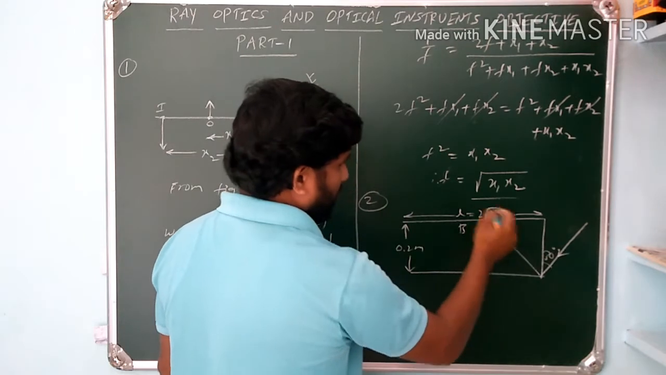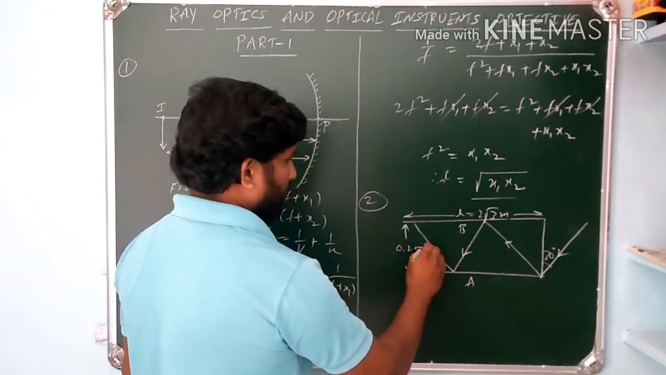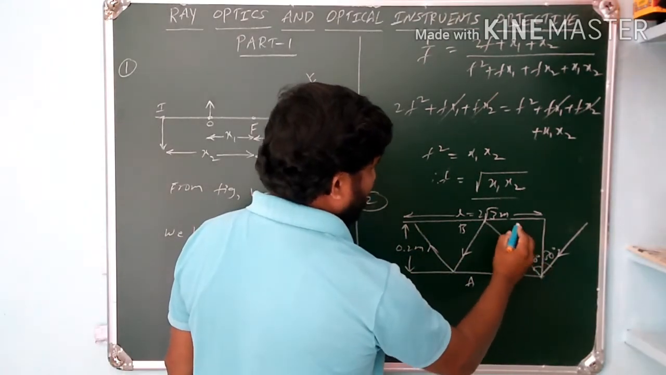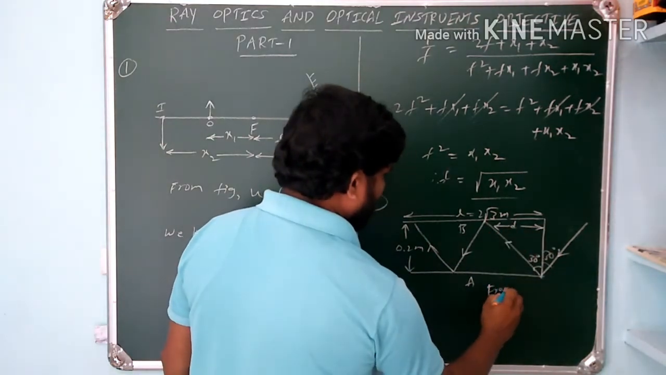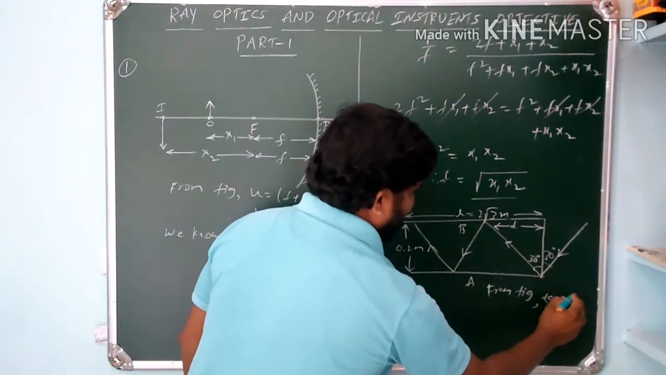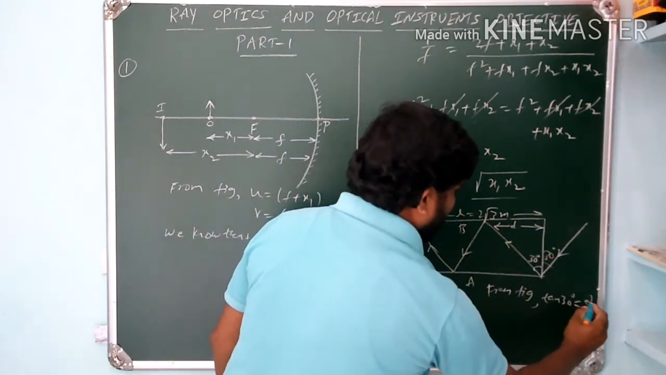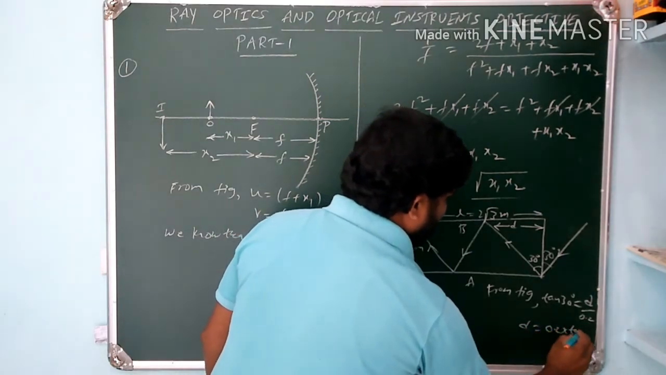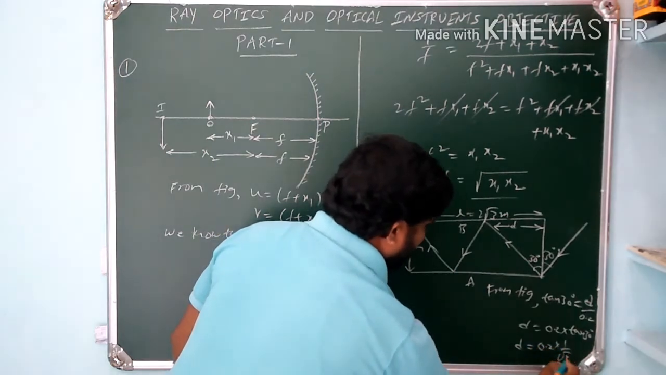When it is incident, it will be reflected like this. Again it will be incident, and again reflected like that. If the angle is 30 here, then this angle is also 30. Let us consider this distance as small d. From the figure, tan 30 is equal to opposite by adjacent, d by 0.2. So d equal to 0.2 into tan 30, and tan 30 is 1 by root 3.